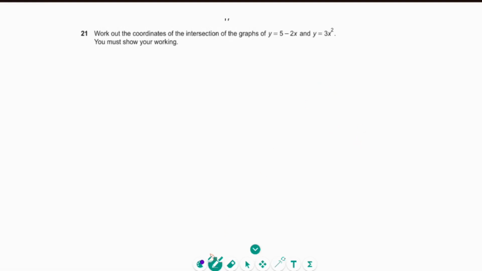Okay, question 21. Work out the coordinates of the intersection of the graphs y equals 5 minus 2x and y equals 3x squared. So if I just sketch these graphs, here's my y equals 3x squared, and 5 minus 2x. I'm looking for these points where they cross. How do we work that out? Well, we solve them simultaneously.